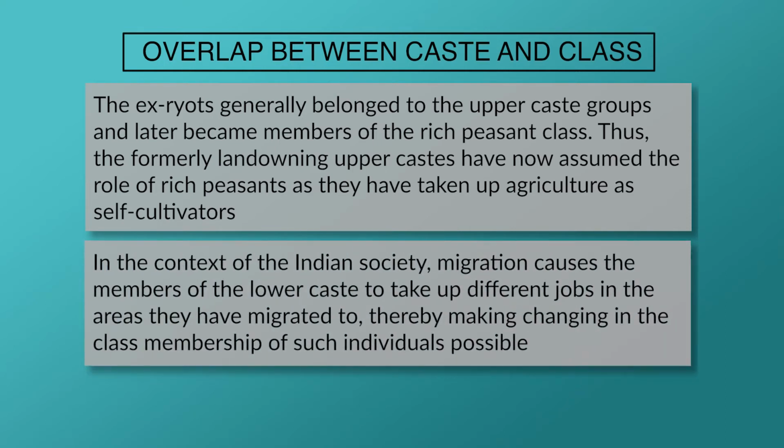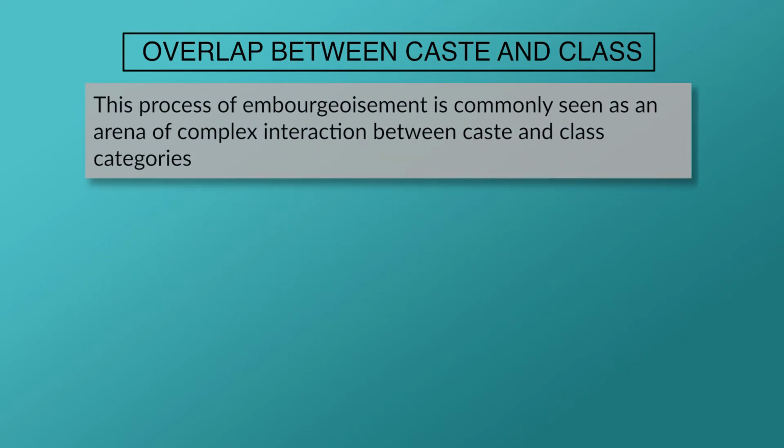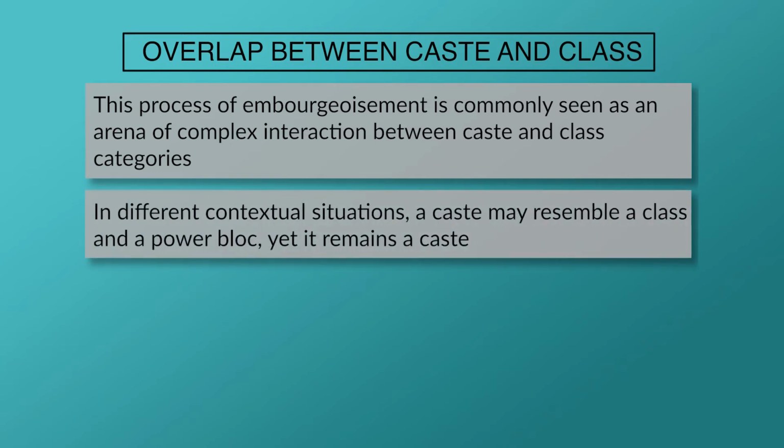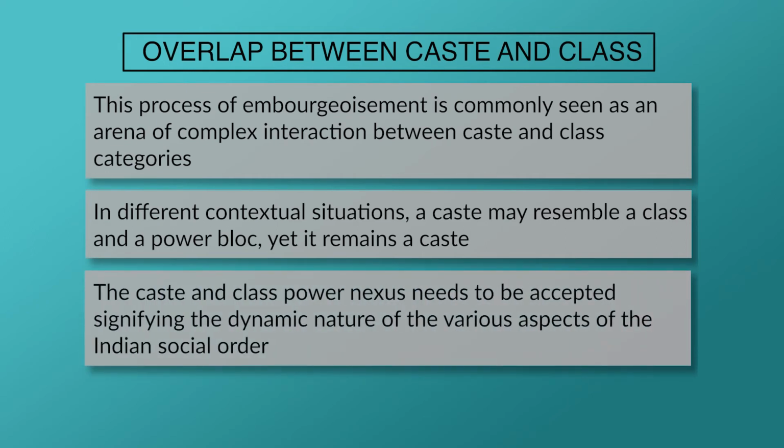Now, in the context of agrarian society in India, migration allows lower castes to take up jobs in different areas, so that class membership and their individual location can undergo a change. This is known as the process of embourgeoisement, and here caste and class as categories interact. Now, in another situation, a caste may resemble a class and a power block, and yet it remains a caste. Now, this caste and class power nexus needs to be investigated, needs to be noted as a dynamic dimension of the various aspects of Indian social order.